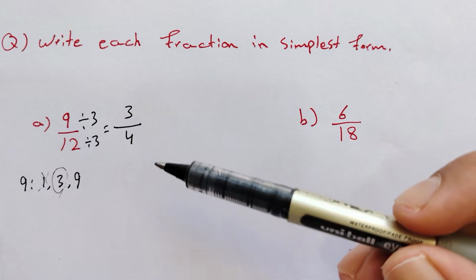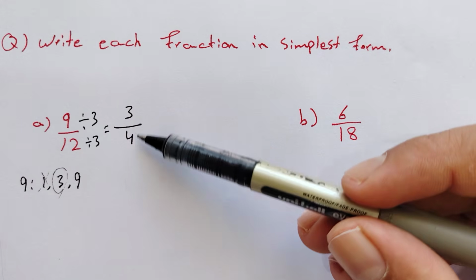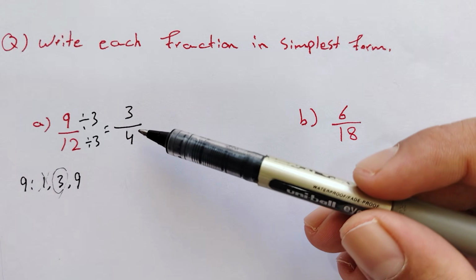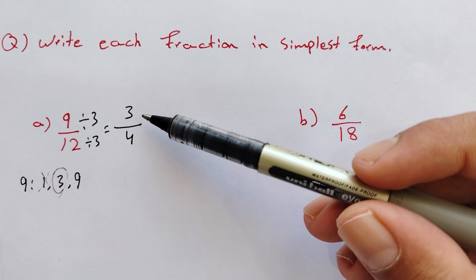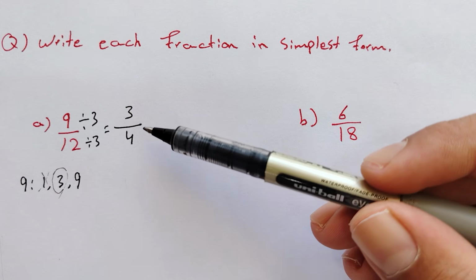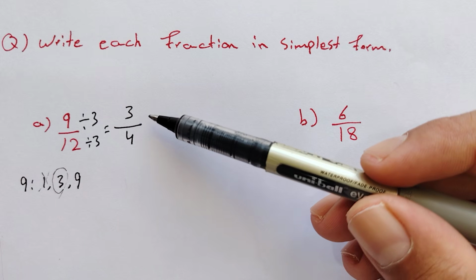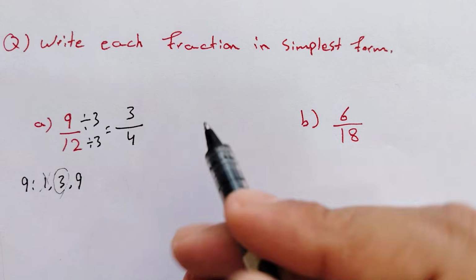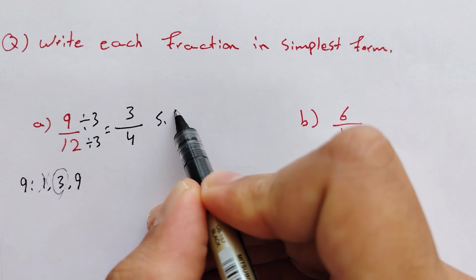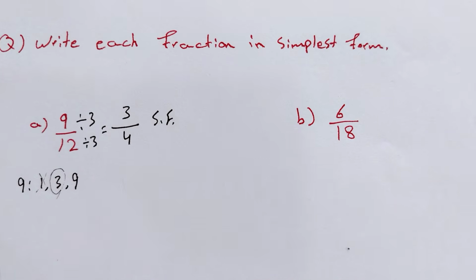Then I'll check again. Can I divide them by any number? 3 and 4. I cannot divide them by 2 because 3 is not divisible by 2. And I cannot divide them by 3 because 4 is not divisible by 3. And also we cannot divide them by 4, so we will stop right here and say this is in the simplest form.